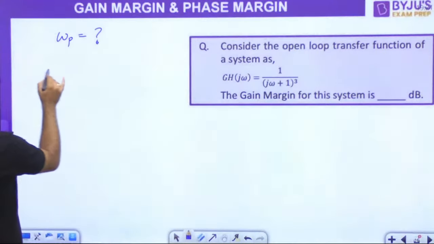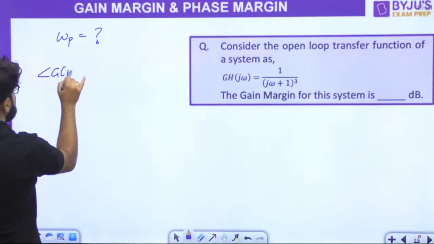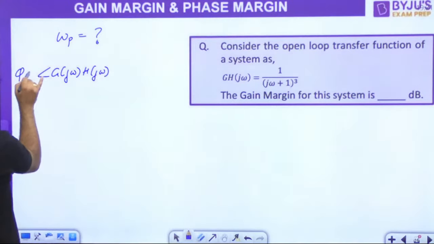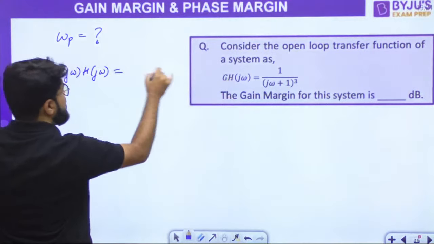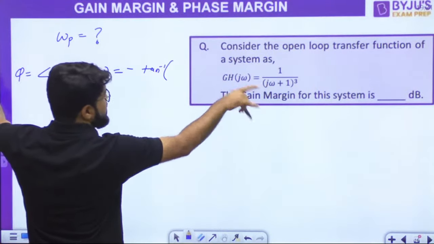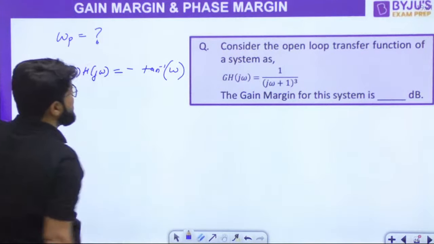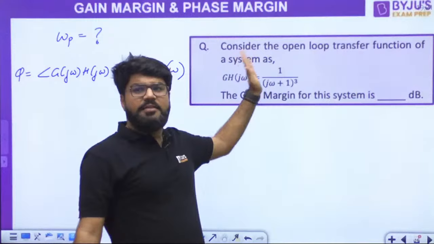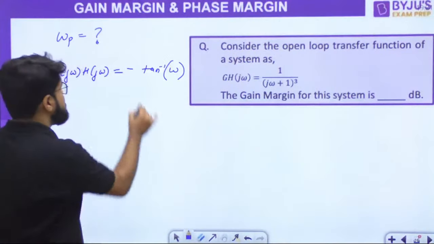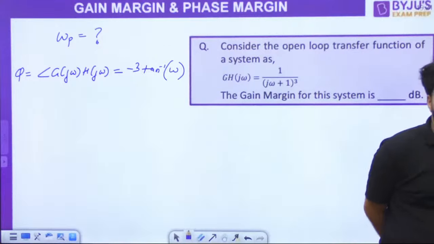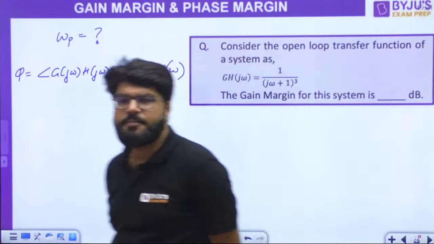So for omega p, I need the angle. What is the angle of G(j omega) H(j omega)? The angle part, the phase part. What is the phase? The numerator is a positive real number. For the denominator x plus jy, the phase is tan inverse y by x, so tan inverse omega. But how many terms? 3 terms. So tan inverse omega, tan inverse omega, tan inverse omega, 3 times. So this becomes minus 3 tan inverse omega.